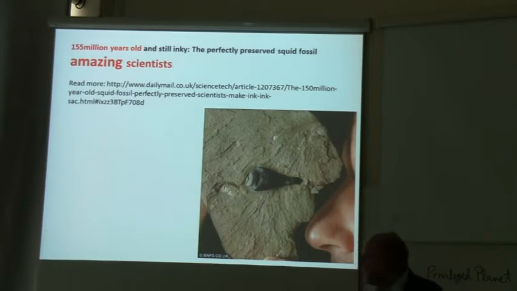But with this ink, you can still write. The scientists took the ink from there and wrote the squid's name with the ink. It was fantastic. And in the original text, 155 million years old, amazing scientists. Of course, it's amazing. How can you have the ink sitting there, 155 million years old, just waiting for us to use it? Because fungi destroy ink. It's as simple as that.